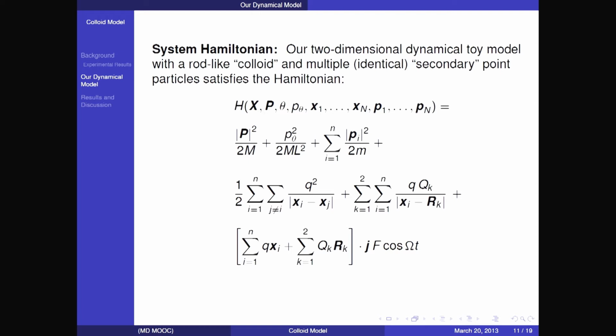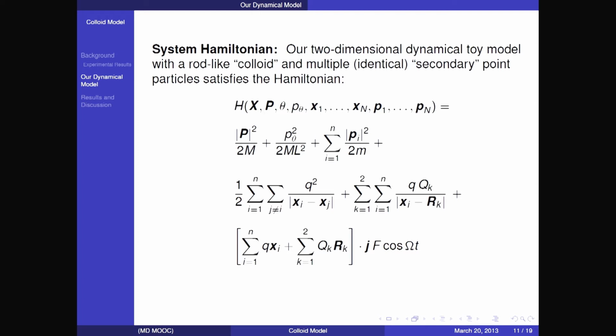So this is the kinetic energy of the center of mass of the bar. This is the rotational kinetic energy of the bar. This is the kinetic energy of each of the individual small particles. This is the electrostatic interaction between two small particles. This is the electrostatic interaction between one of the small particles and one of the charges on the rod. It depends on which end it is, so depending on which end, it either uses Q1 or Q2. And then finally, this is the interaction of the small particles and the rod with the external electric field.